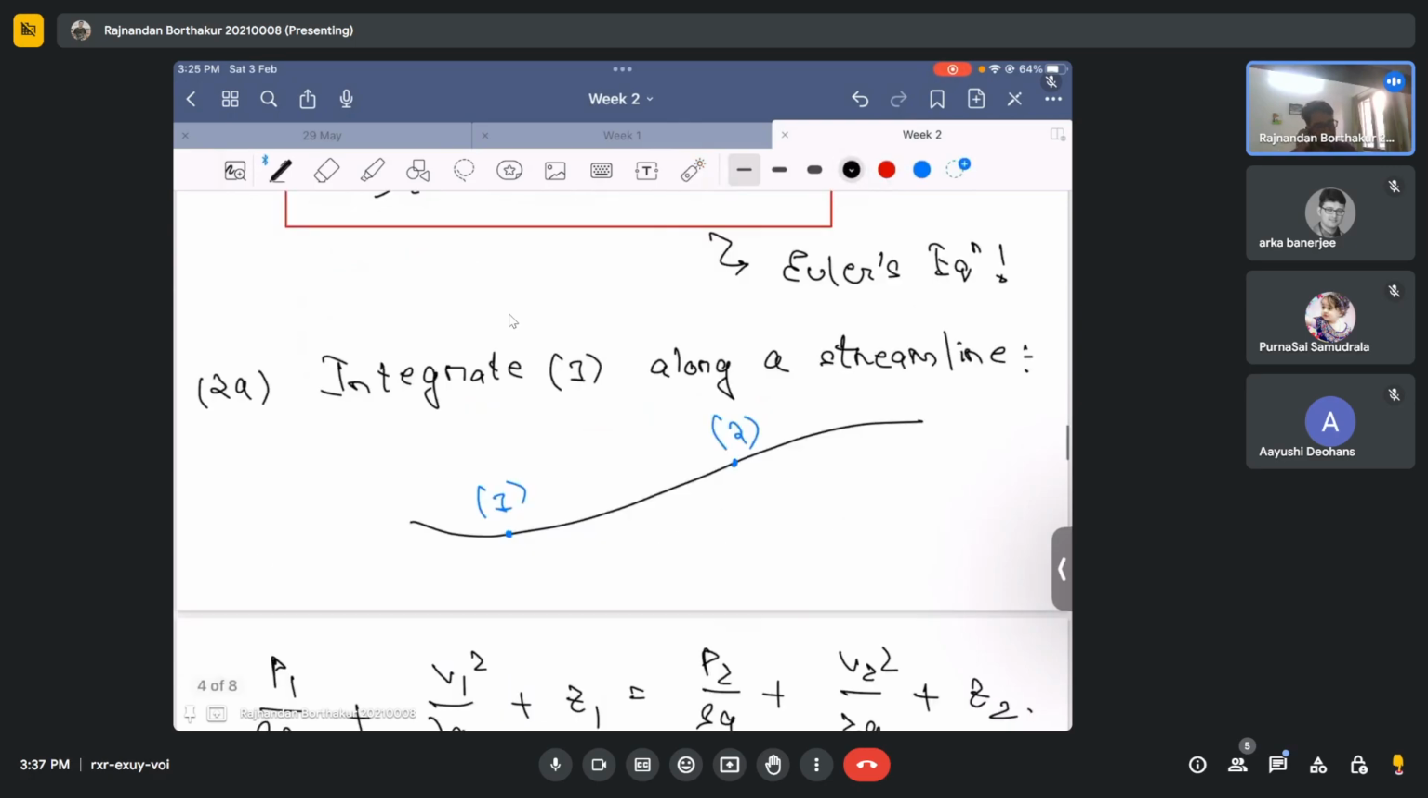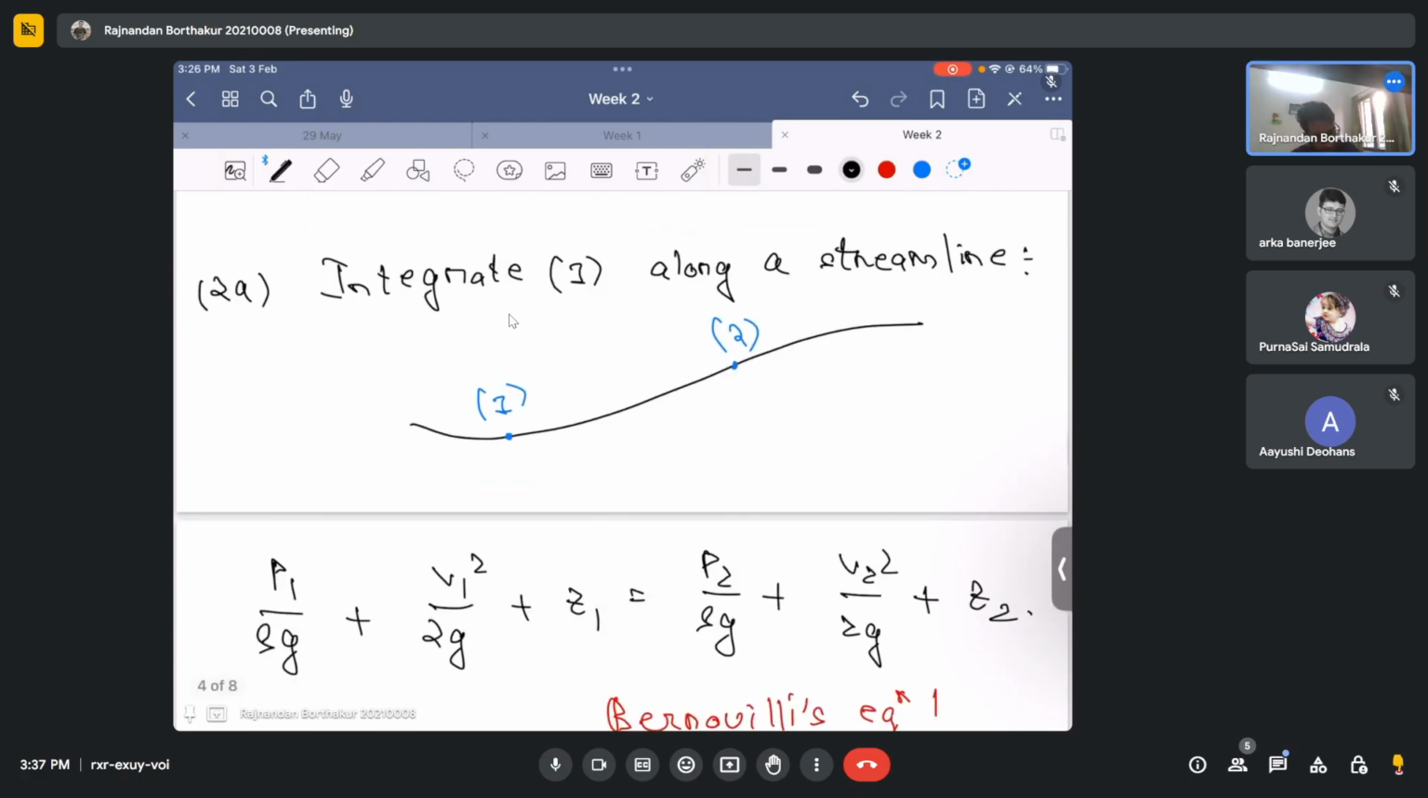Yes, that is good. That's a very good point. And yes, that is for a steady state. So you also are right here. So invoke the steady state assumption if we want to get the Bernoulli's equation.